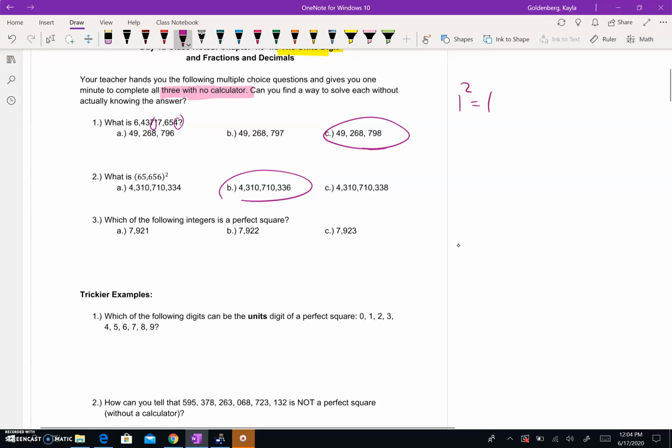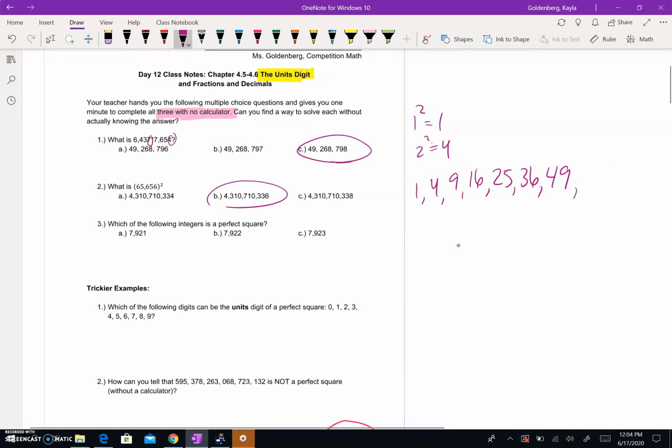If you go through your perfect squares, right, so 1, 4, 9, 16, 25, 36, 49, so that's 7, 8 squared is 64, 9 squared is 81, 100. So if you look at the units digits on this, your units digits are 1, 4, 9, 6, 5, 0, and it looks like that's all here. So notice, if I'm asking you which one is a perfect square, they don't end in 2's or 3's, so I would choose A as my answer.